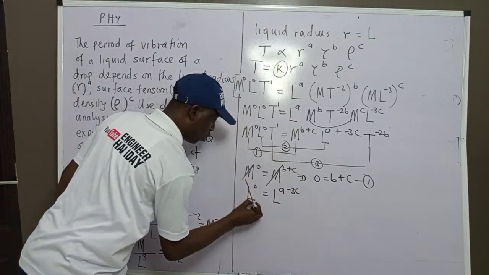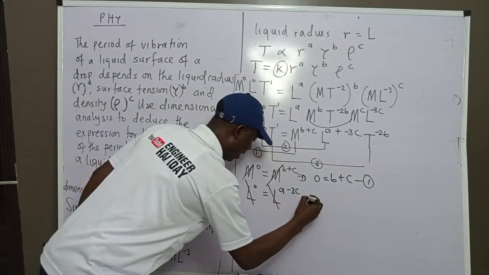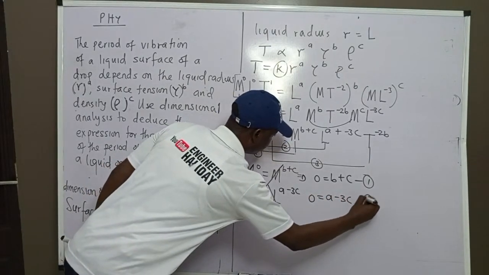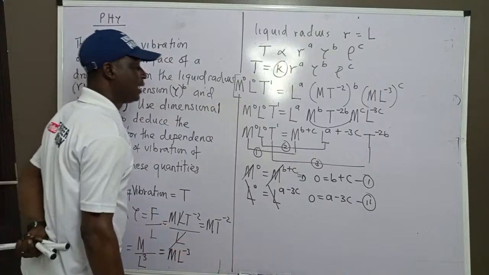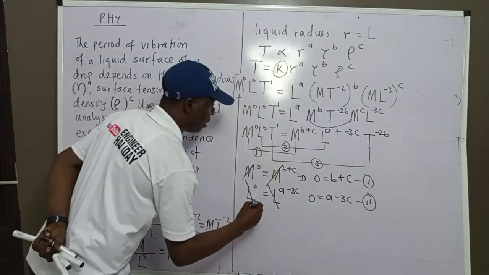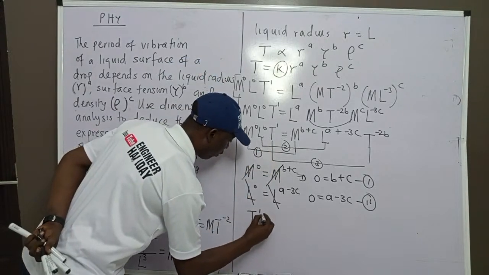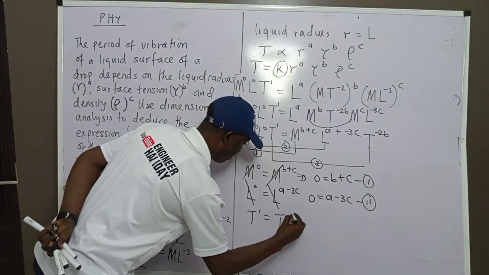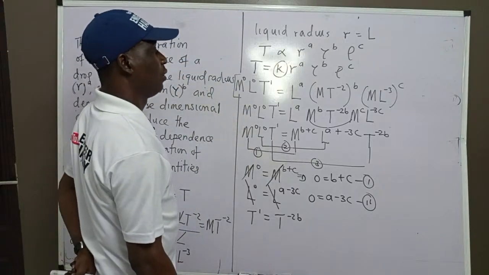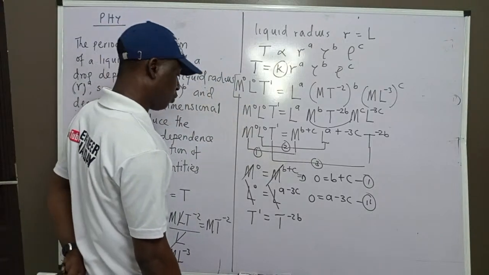Then this one will go with this one. Then we are going to have 0 equal to a minus 3c, equation 2. And let's go to the last one. The last one is what? T raised by 1 equal to what? C raised by minus 2b. Is it minus 2b? Yes, minus 2b, we are correct.